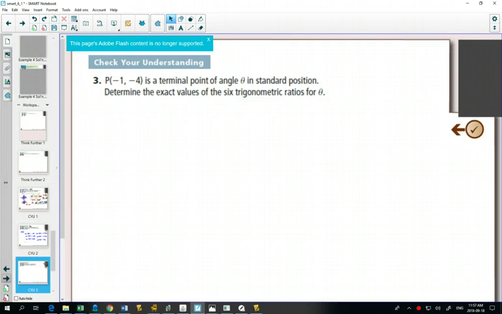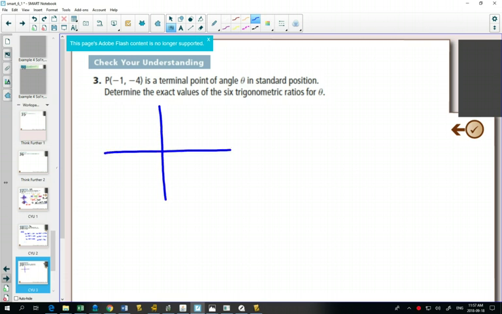In this question, we are asked to find the 6 trig ratios for theta, and we're told that the angle theta in standard position has the point (-1, -4) on its terminal arm. So I'm going to start by drawing a picture of what's happening.